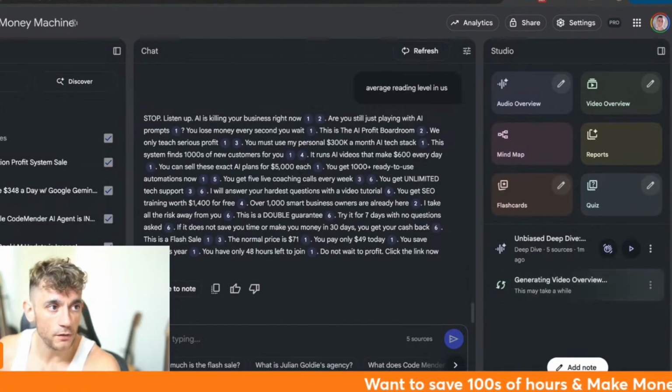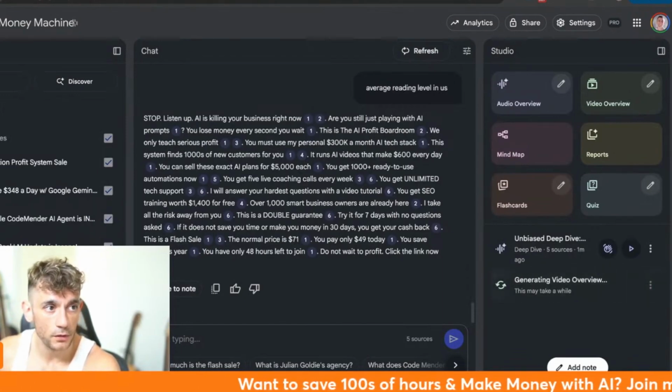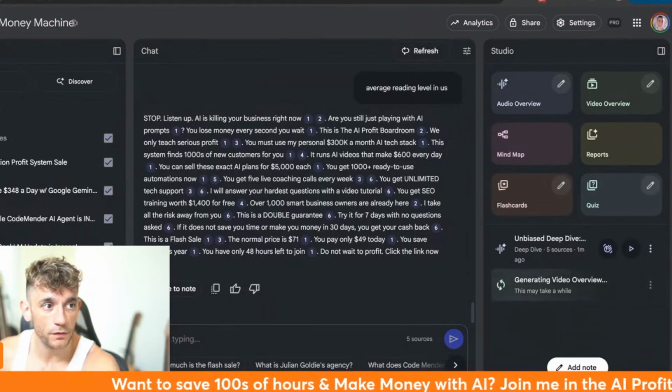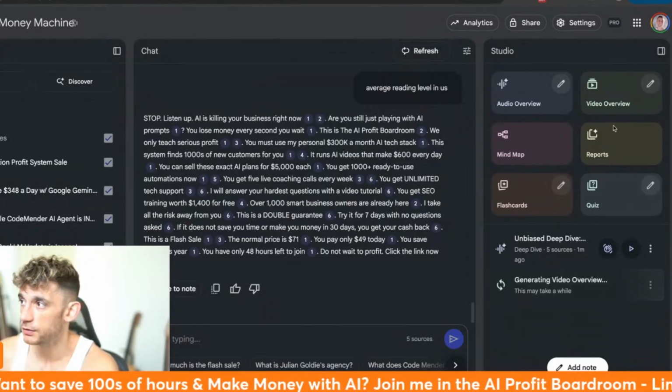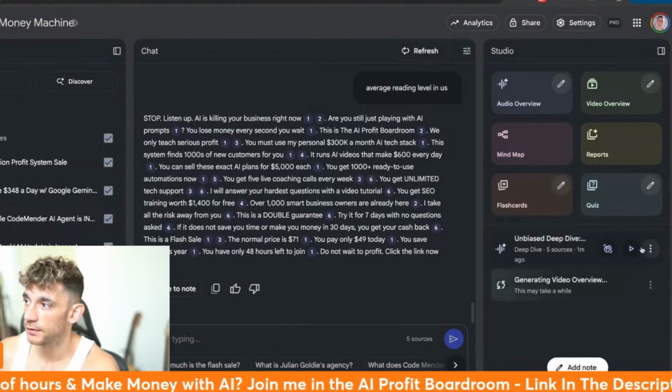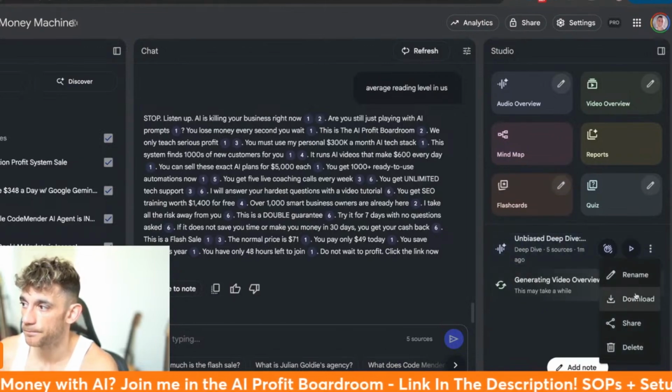So the other thing that we're going to do here is if we go over to audio, let me just remove the background noise cancellation. And then I'm going to play this audio that you can see here.